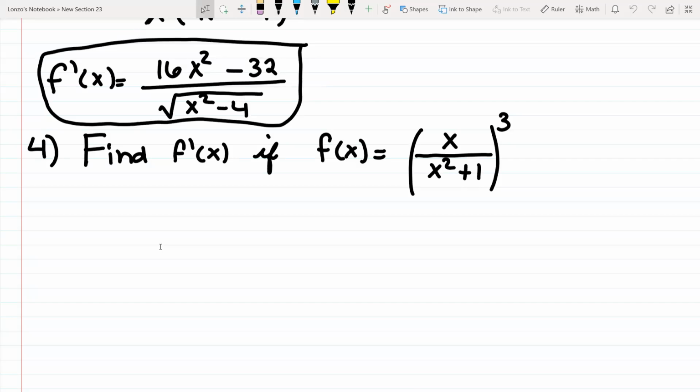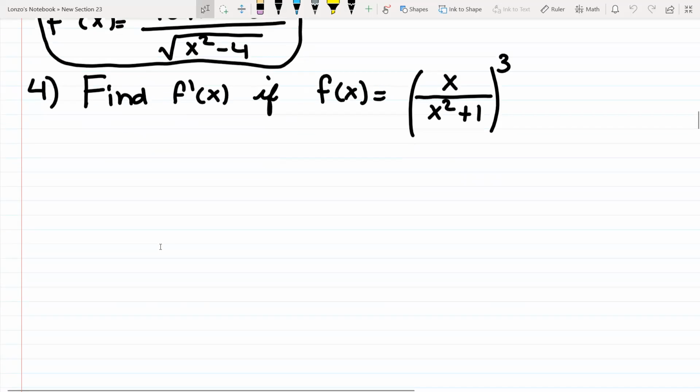Number 4, find f prime of x if f of x equals x over x squared plus 1, raised to the third. How would I find f prime of x? I would definitely use the chain rule and the quotient rule.